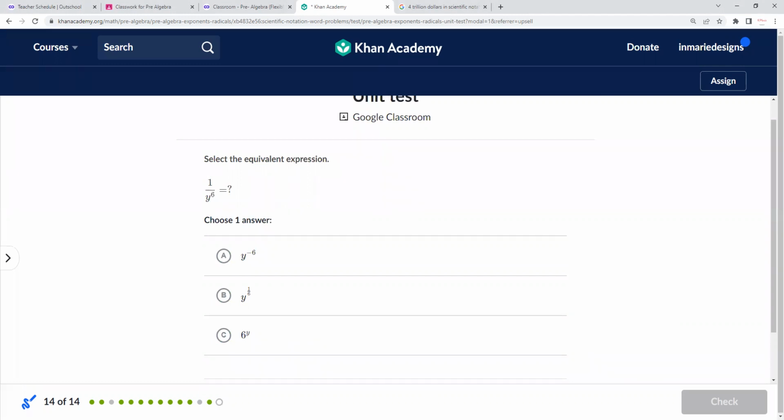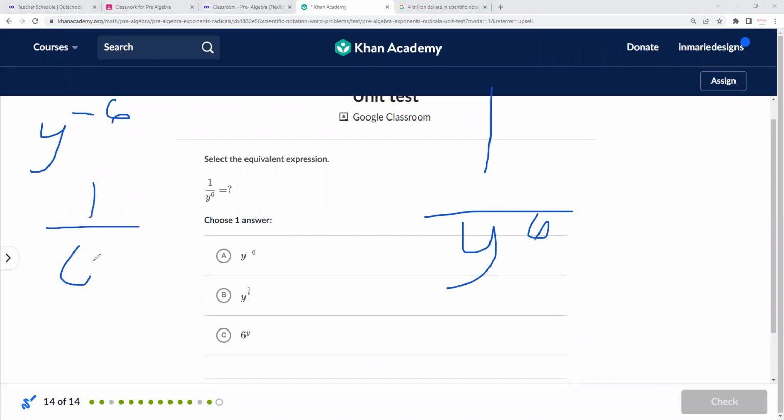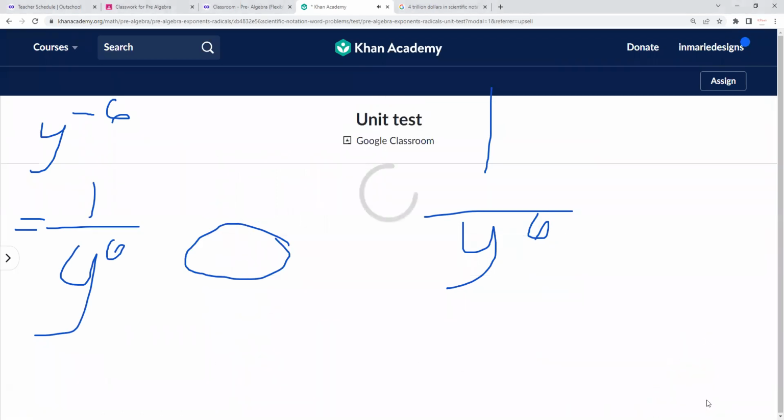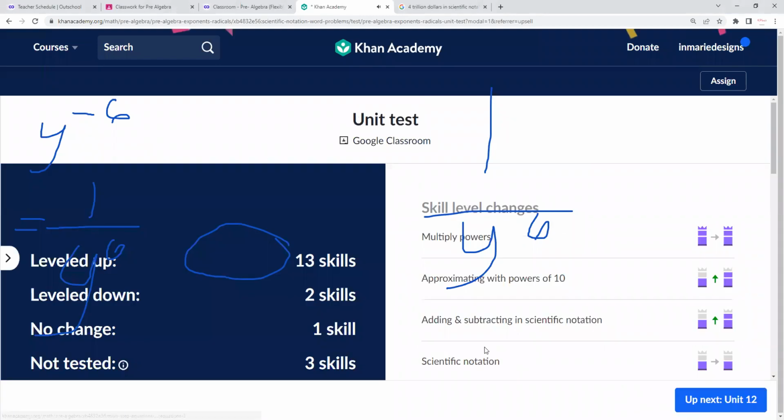Okay, so this is 1 over y to the 6. What's equivalent to that? Well, rules of exponents. If you have a negative exponent, you would rewrite it in the denominator and it would make it positive. So that would be going backwards. That's the answer. And that's pretty much this unit.